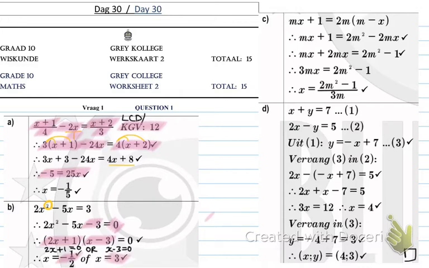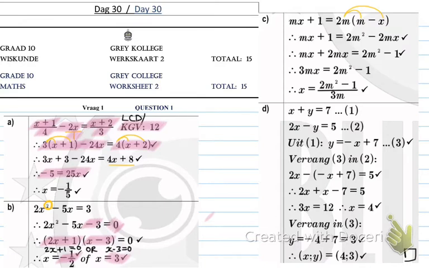Number C. This is a letter equation. So I'm not going to get a number answer. I'm going to get an answer with a lot of letters in it. First, I am going to multiply in the 2m. 2m times m is 2m squared. 2m times negative x is negative 2mx.